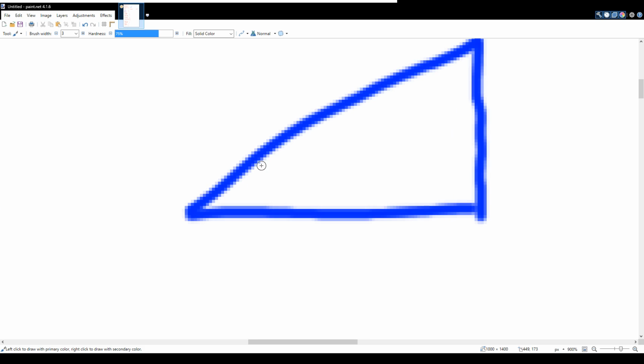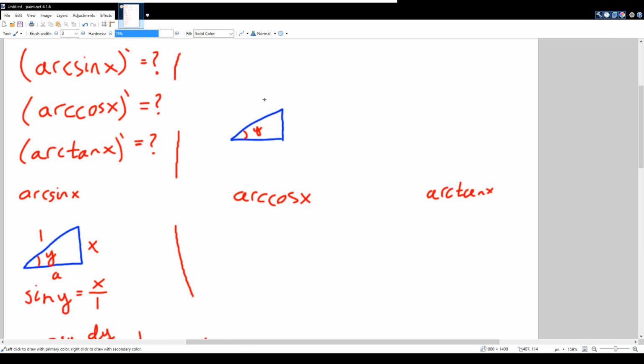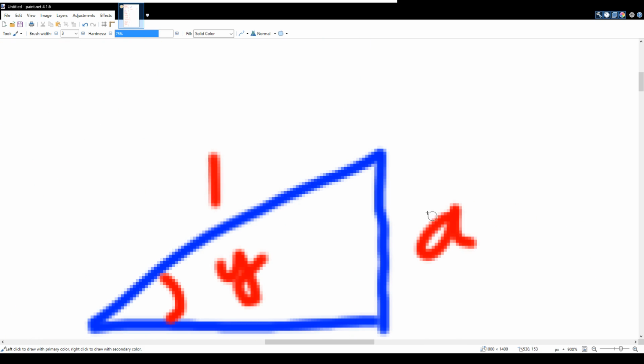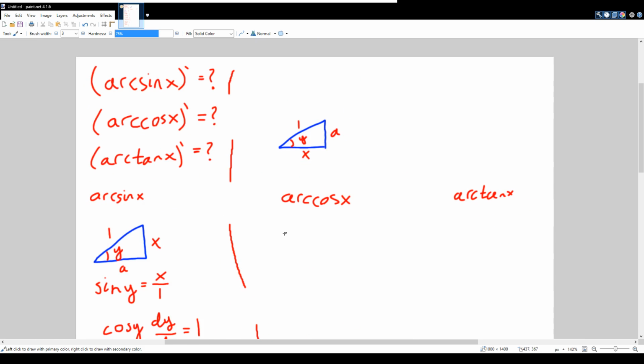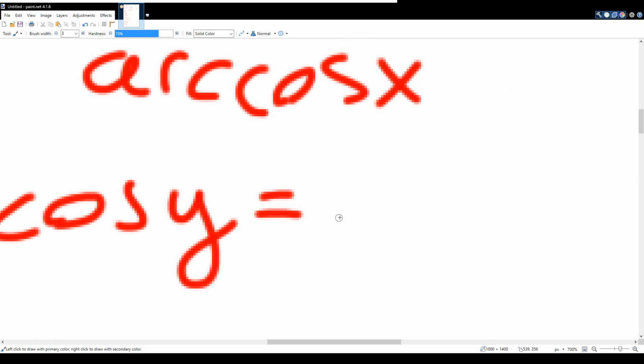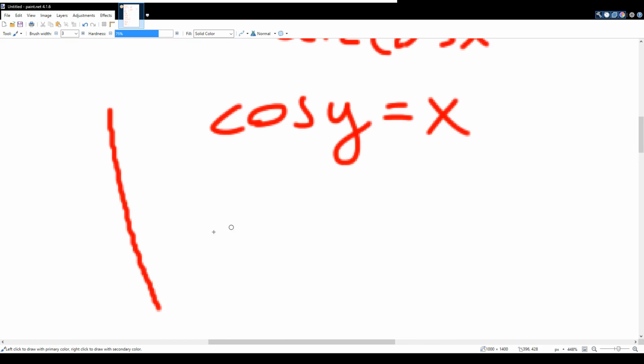There we go. So this angle's y, but now we're looking for cosine, so we're going to label the adjacent side x, this side 1, and this side is a. So now we have cosine of y is equal to x, for the same reason as over here, it's just the ratio between the adjacent and the hypotenuse. So now we can differentiate.